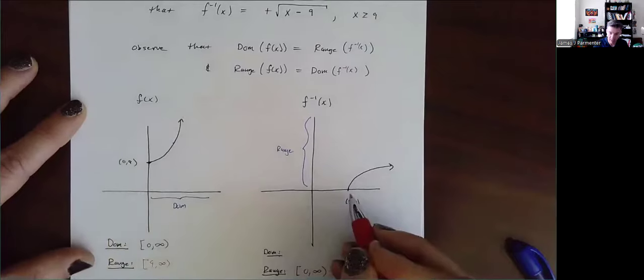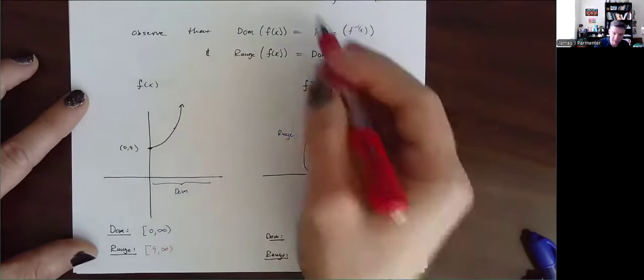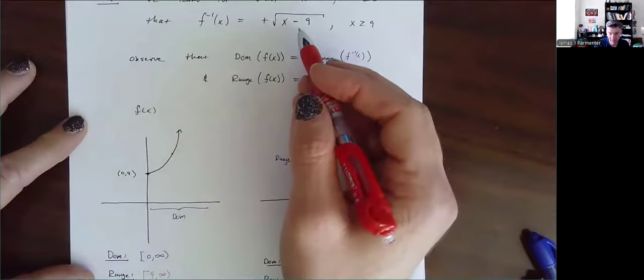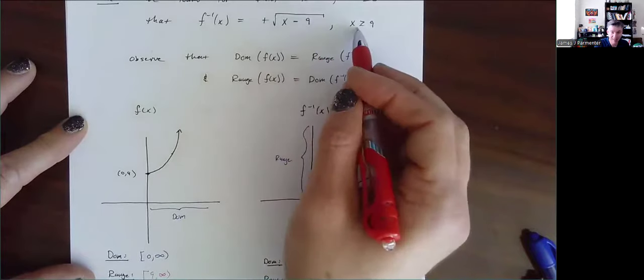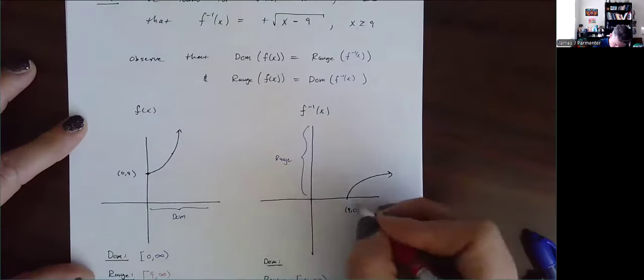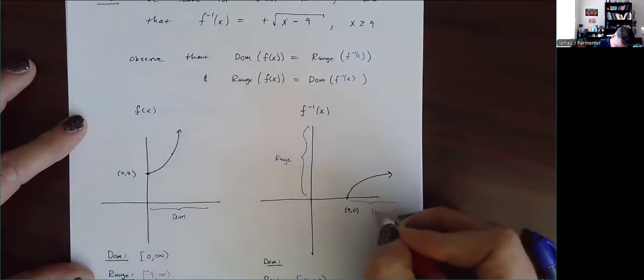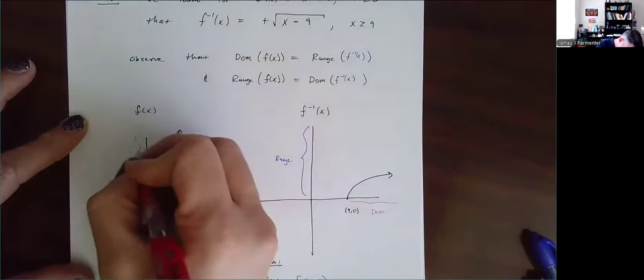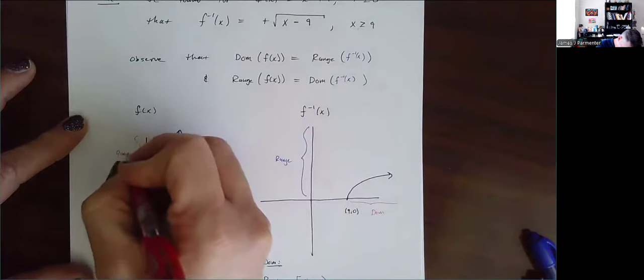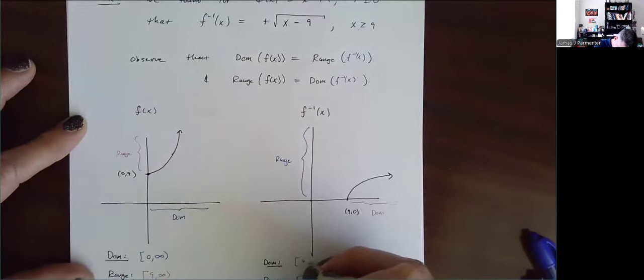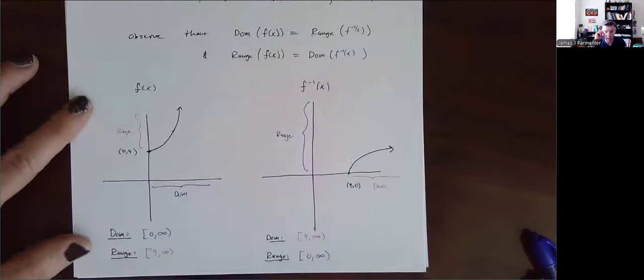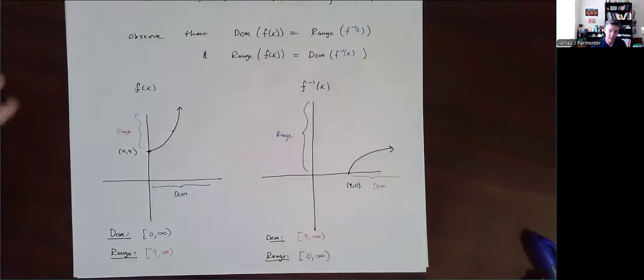Same deal for the domain here, right? If you look at this function here, x minus square root of x minus 9, we know that x has to be bigger than or equal to 9. So my domain here is exactly everything from 9 onward. And this is true, right? If you're interchanging x and y, you're interchanging the role of the domain and the range.